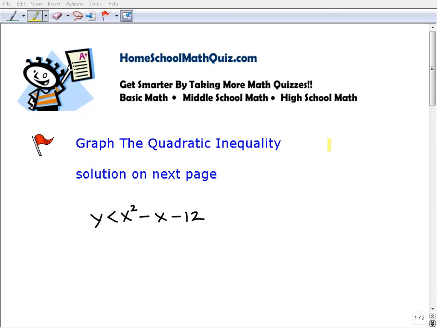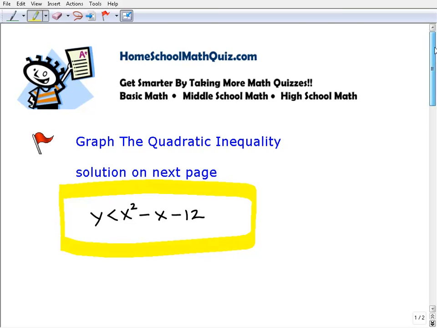Okay, let's take a look at our quiz problem here. So we're asked to graph the quadratic inequality. And here's our problem. And there's going to be a lot of different things involved here. So as I go through the solution, if you're confused, you definitely want to take note of what's troubling you, and then go back and review. So let's take a look at our solution.